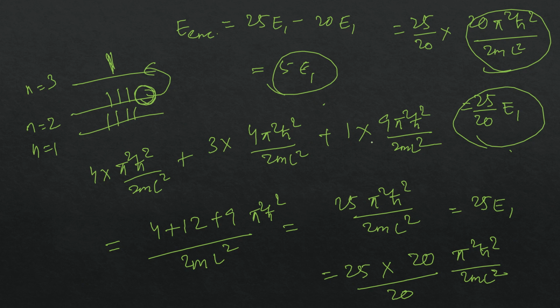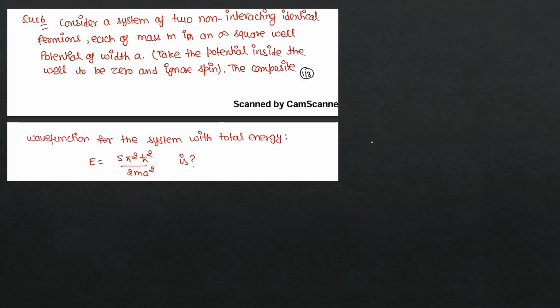Let's move to the next question. Consider a system of two non-interacting identical fermions, each of mass m in an infinite square well potential of width a. Take the potential inside the well to be zero and ignore spin. Find the composite wave function for the system with total energy 5 pi square h square by 2 ma square. Okay, so this is a fermion. Two identical particles in an infinite square well potential of width a.